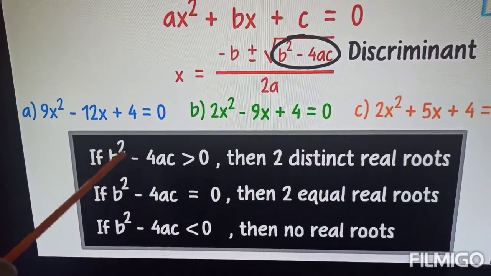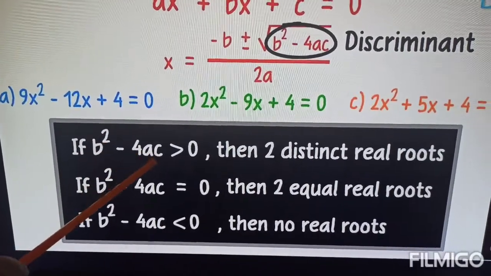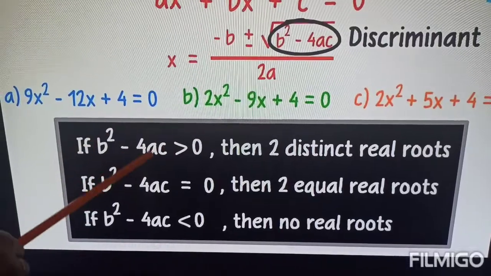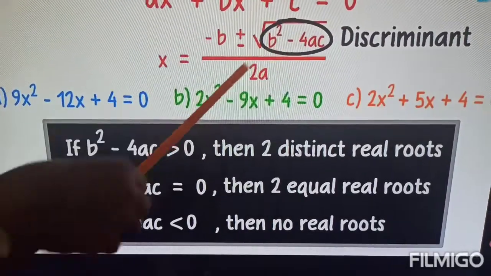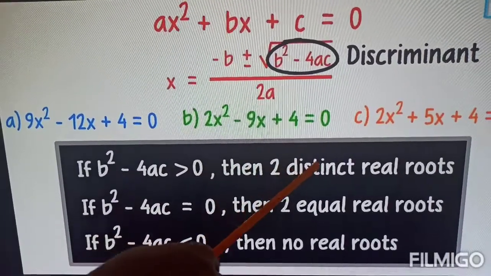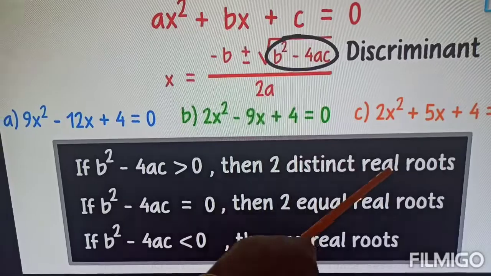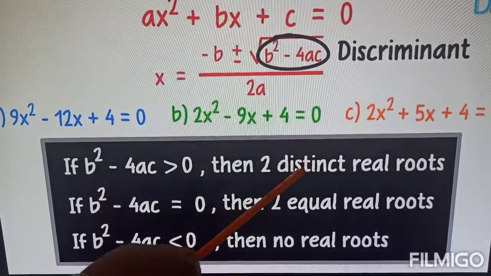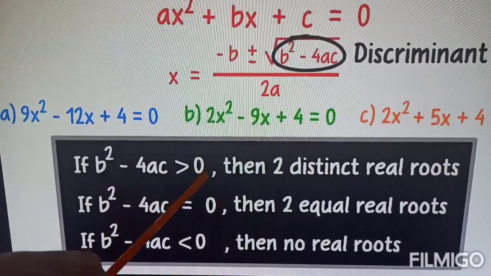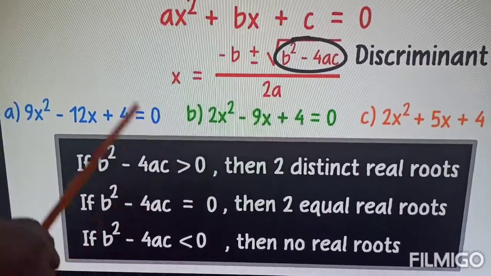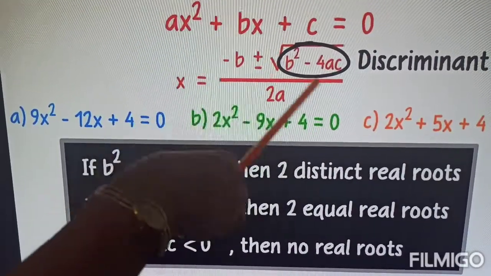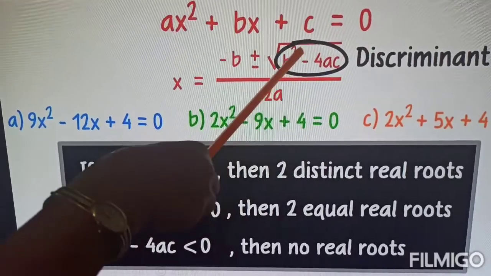So here I'll say once again, if b square minus 4ac is greater than 0, meaning this discriminant value, after solving, if we get a value greater than 0, then the roots will be distinct and real. Distinct and real roots we will get if it is greater than 0. Greater than 0 means any positive number we get by solving this delta or discriminant value.